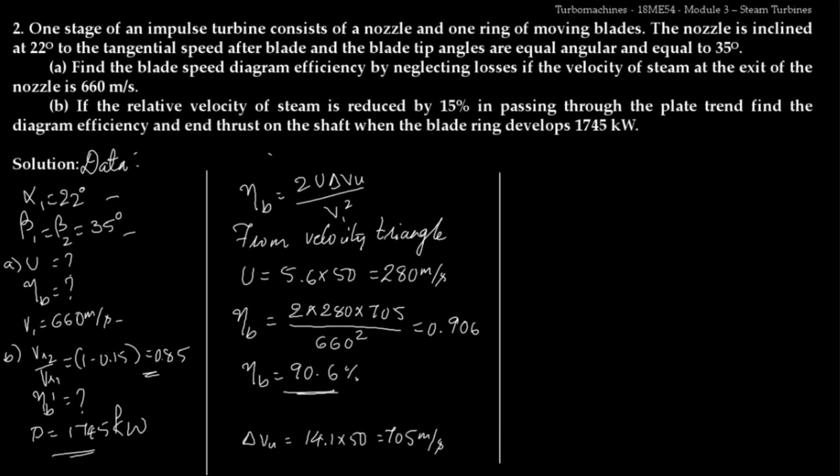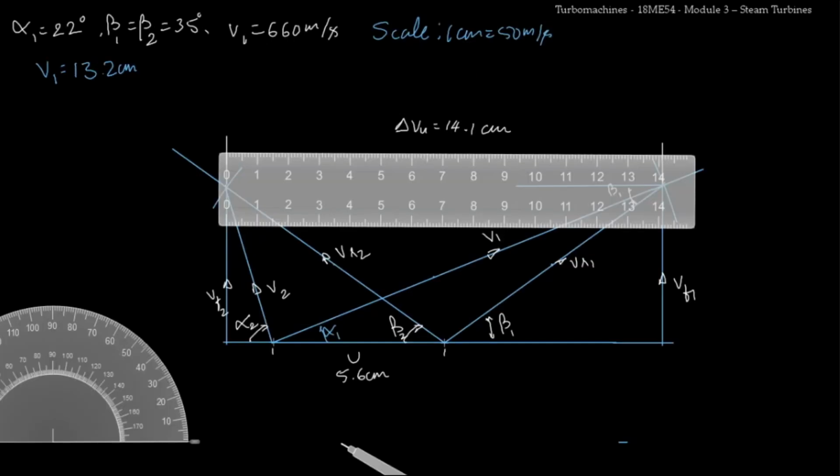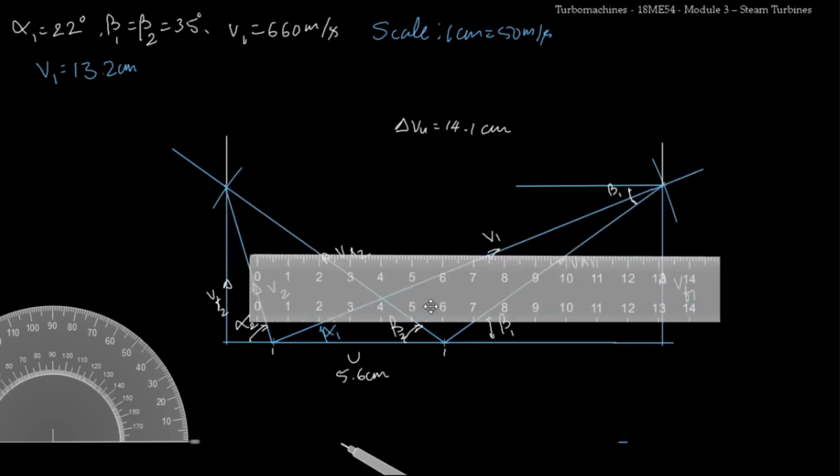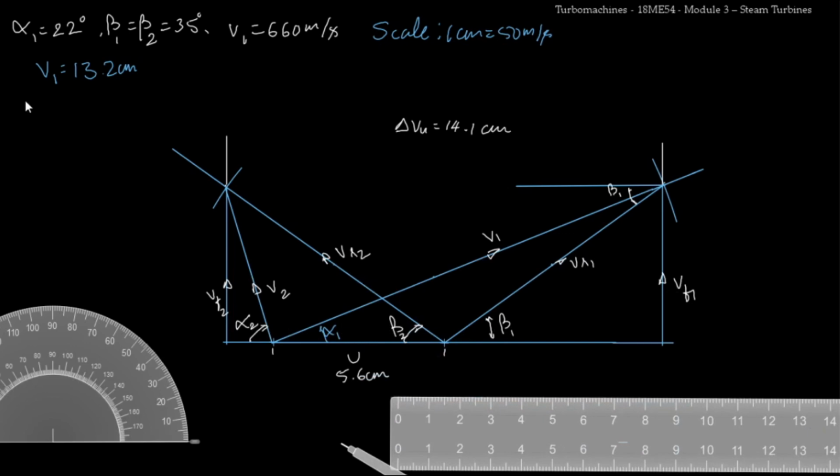This is for case A. Now we need to solve the same problem for case B. So the only difference between case A and case B is that in case A we neglected the losses, but in case B we have to consider the losses. There is no change in the blade angles or the inlet conditions. So now the only change which has to happen is in VR2. Now for case B I'll be using yellow color.